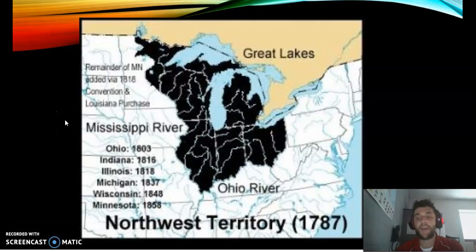So this is a map of the original Northwest Territory. As you can see, you can see where all the states I mentioned before are: Wisconsin, Illinois, Indiana, Ohio, Michigan, and a little itty bitty part of Minnesota.